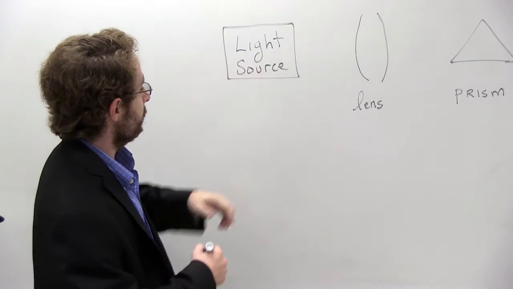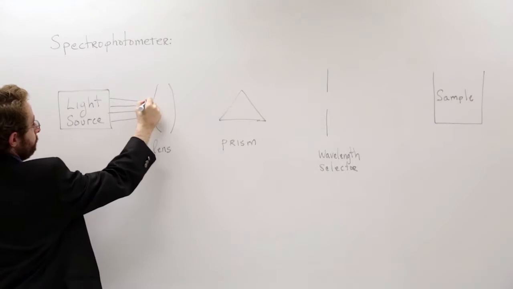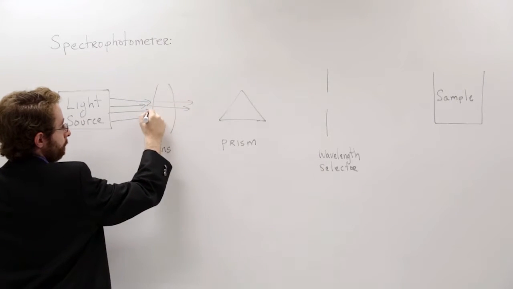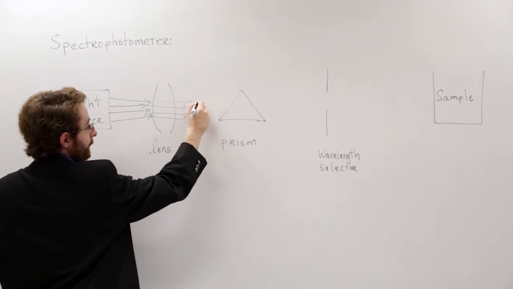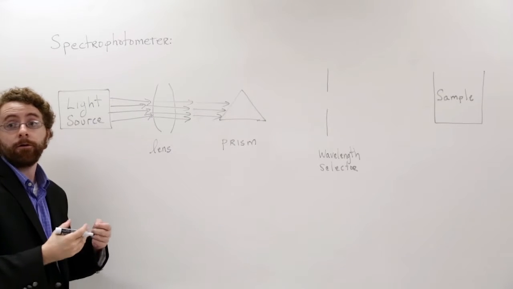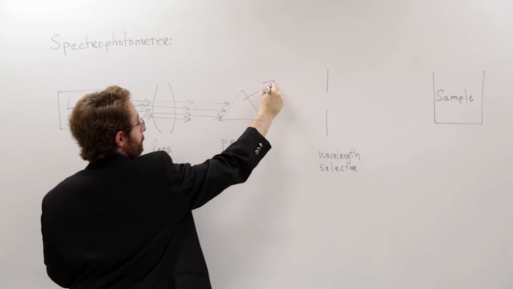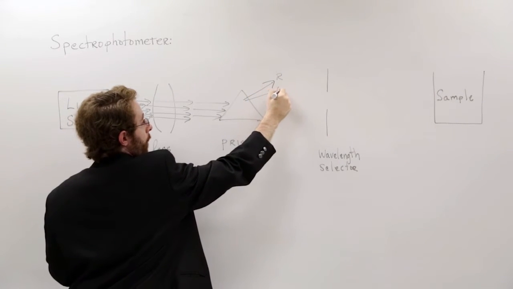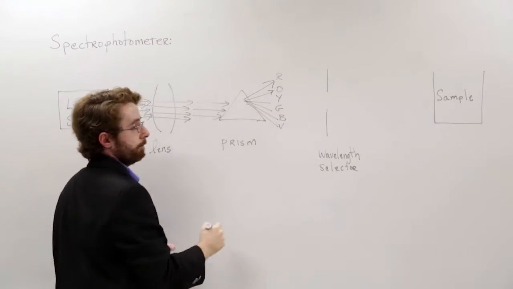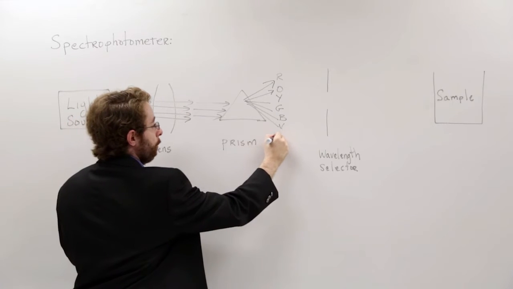It uses a light source, and when the machine is turned on, this light comes from the source and passes through a lens, as such, and subsequently hits a prism. Prisms separate light according to colors or wavelengths. So when light passes through this prism, the light is separated into red, orange, yellow, green, blue, violet. Each color that we associate with light has a different wavelength.